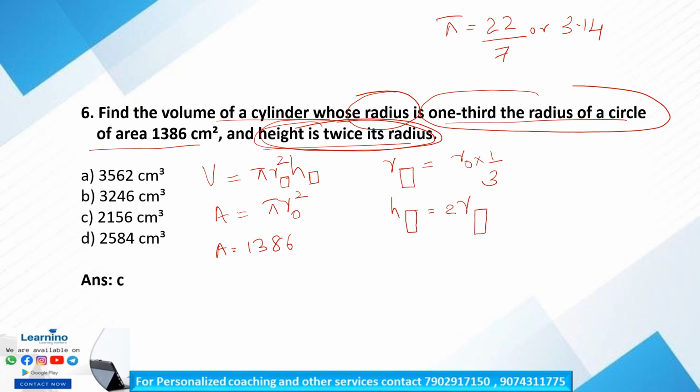Is it clear? So now what we have to do is substitute the value of A, that is area, into this equation. This is equation number 1. This is equation number 2. Substitute the value of A in equation number 2. We will get 1386 is equal to 22 by 7, that is pi. Right? 22 by 7 into r square. We have to find the radius of the circle r.